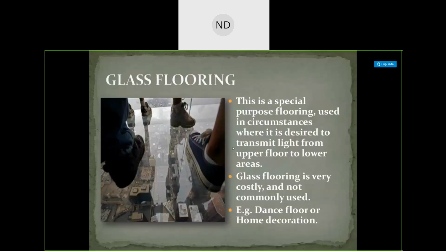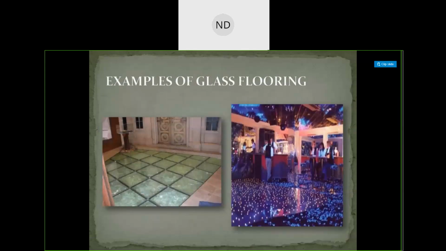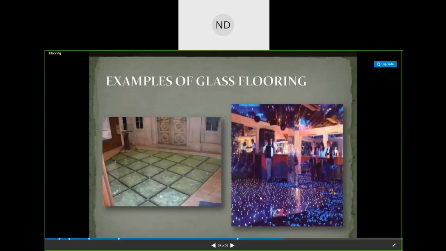These are glass flooring, right? So glass flooring, these are your examples of glass flooring. This is the top floor. You see, here glass is used, and from there, this is reflecting here also.